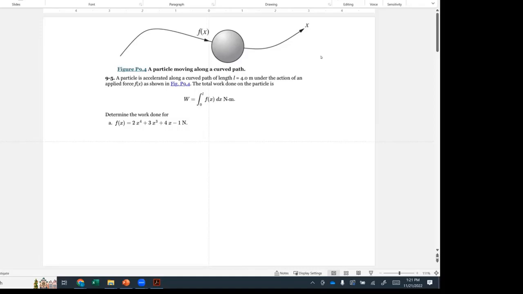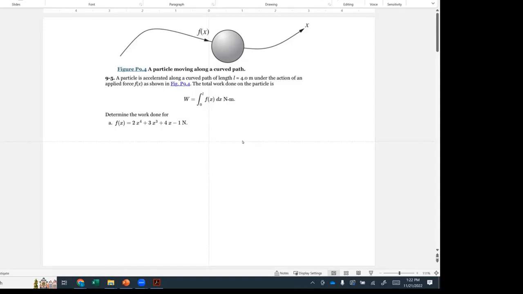How do we start? Well, a particle is accelerating along a curved path of length L equals 4.0 meters under the action of an applied force, as shown in this figure. The total work done on the particle is going to be the integral from 0 to L, and they're telling us L equals 4, of f of x dx, and this is Newton meters.